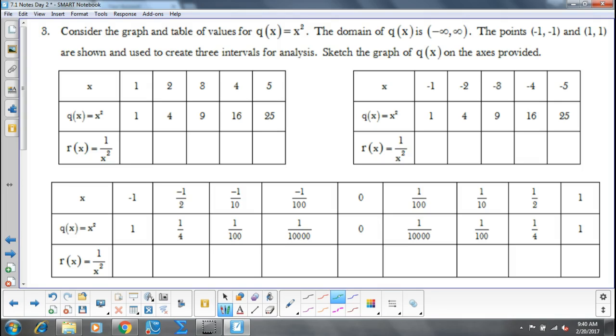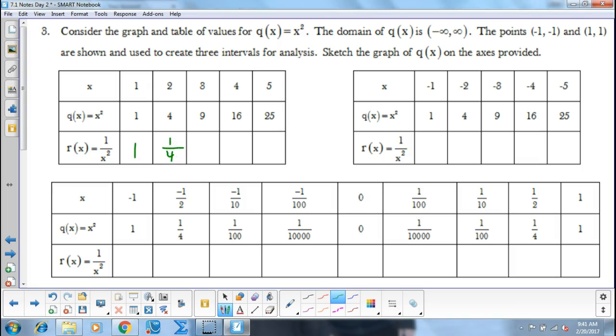So 1 flipped is 1. 4 flipped is 1/4. 9 flipped is 1/9. 16 flipped is 1/16. 25 flipped is 1/25. Then 1 flipped is 1, 4 flipped is 1/4, 9 flipped is 1/9, 16 flipped is 1/16, 25 flipped is 1/25. Why are they all positive? Because it's squared. Anytime you square a negative number, that becomes a positive number.